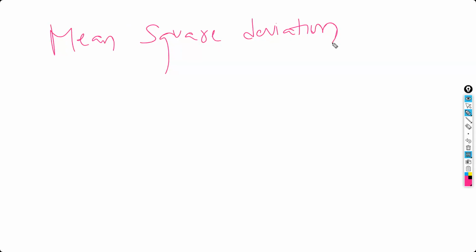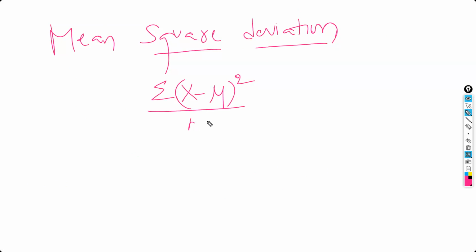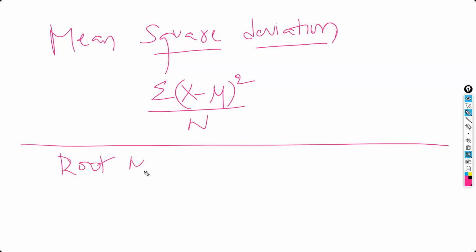First you have to calculate the deviation. How to calculate deviation? x minus mu. After that, square it. Done. Next, apply the mean, that is sigma by n. This is the formula, so no need to memorize anything by heart. Next, root mean square deviation. Why do we have to apply the root? Because the units are squared in the mean square deviation. That is the problem. To rectify that problem, they came up with a solution called root mean square deviation.